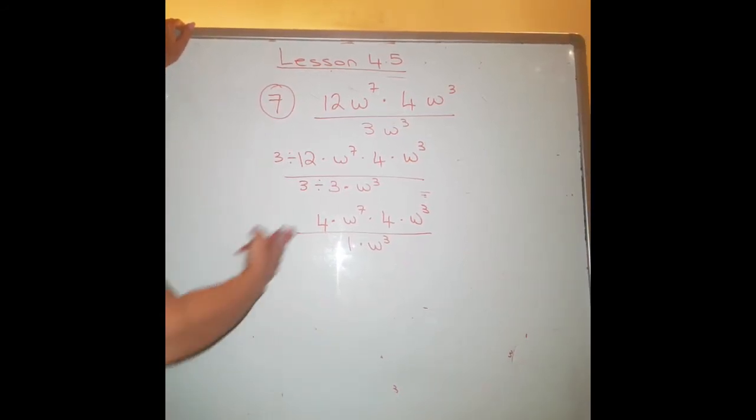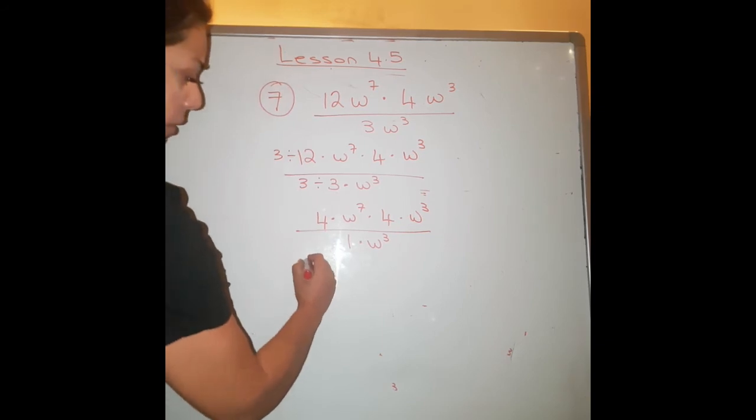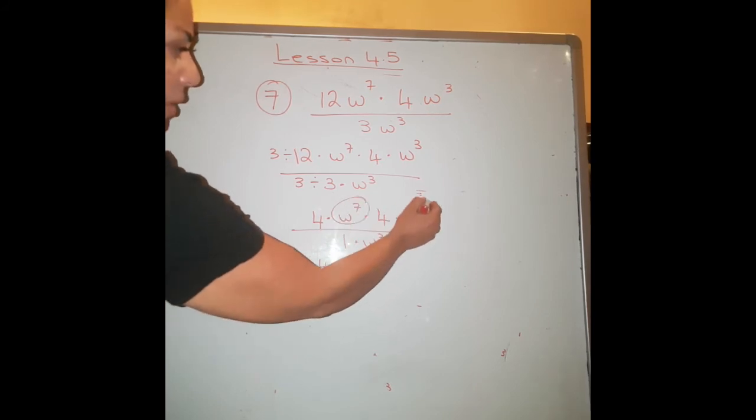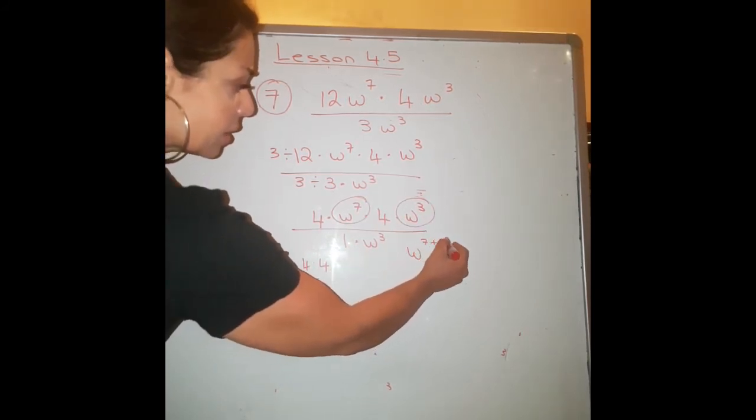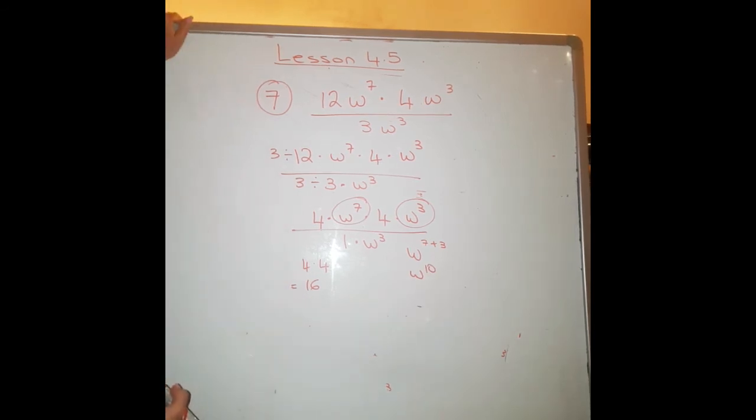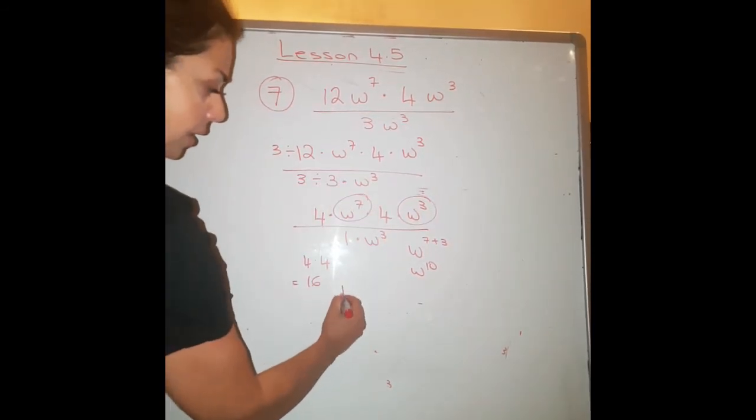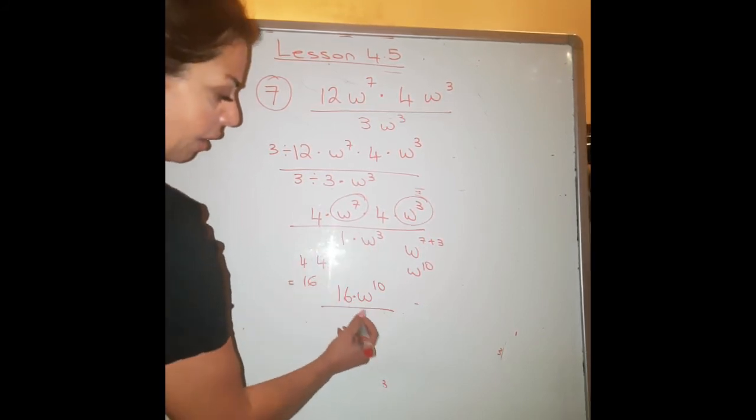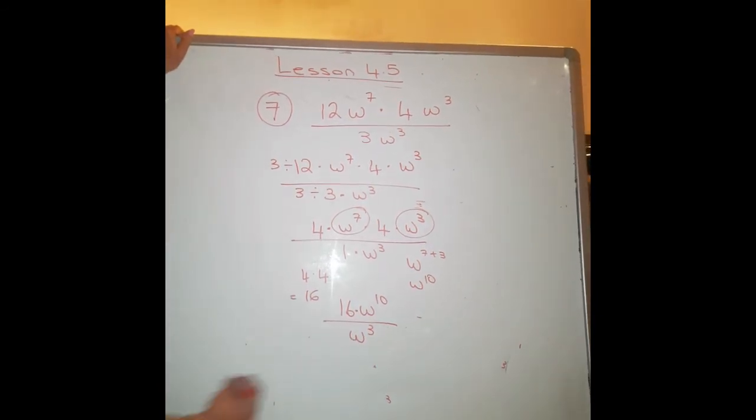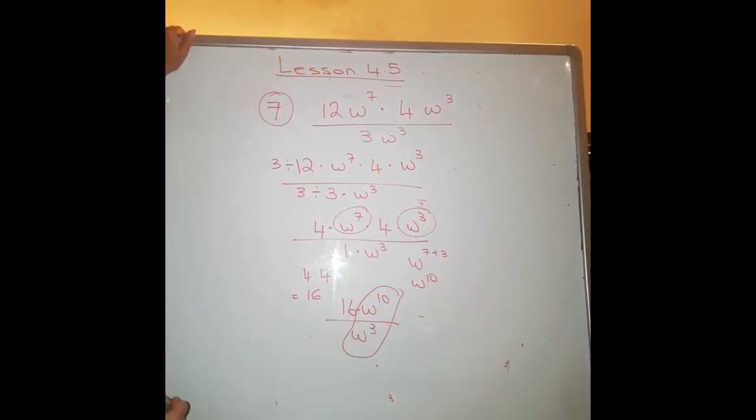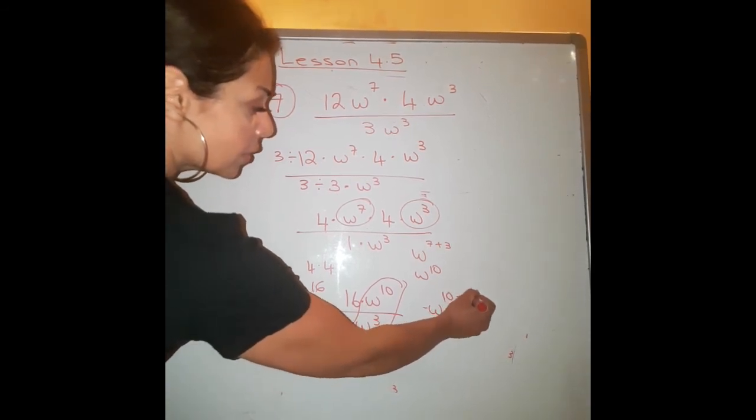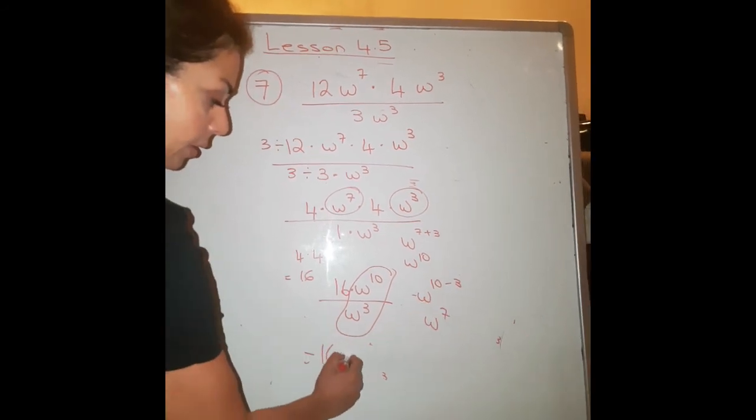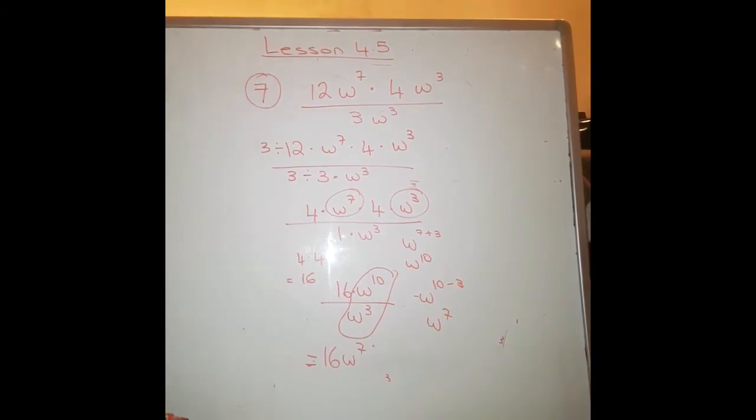Now what do I do? I have no more numbers to simplify. So I multiply 4 times 4, which is 16. On the other side, I take my variables, the numerators, w^(7+3), which is w^10. So my answer for the numerator is 16w^10 over 1 times w^3 as a denominator. Again, because this is division, I need to subtract. So it's w^(10-3), so it's w^7. My answer is the 16 and my w^7 after I have simplified it.